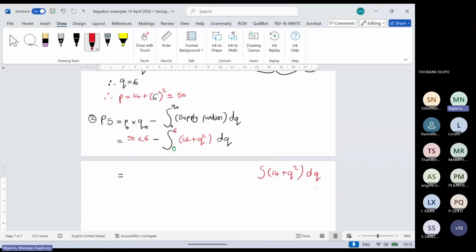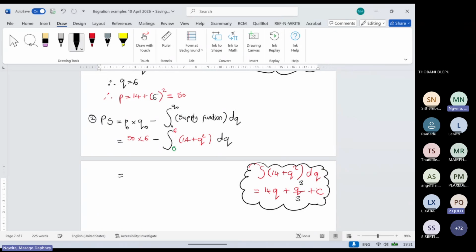When you integrate this, the constant is just going to be 14Q, and then plus Q to the power of 2 plus 1, which is 3, over 3. Let me use the black one so that you understand where I got the 3. And remember this is plus C, but we are going to ignore the C. I repeat, please ignore the C because it's going to give you a 0 when you do the limit anyway. They're going to cancel out.